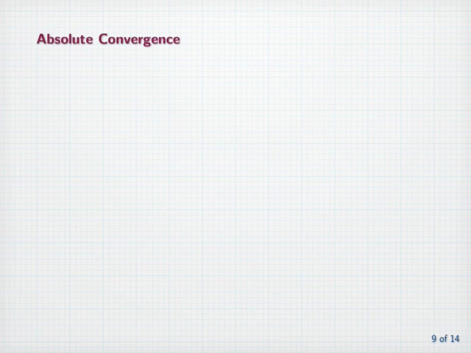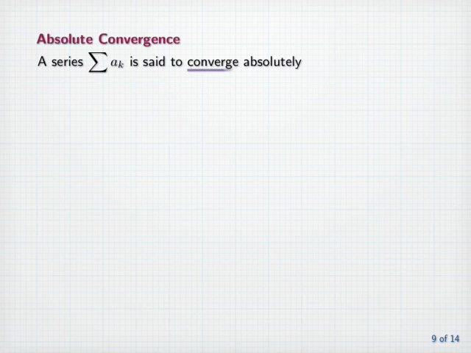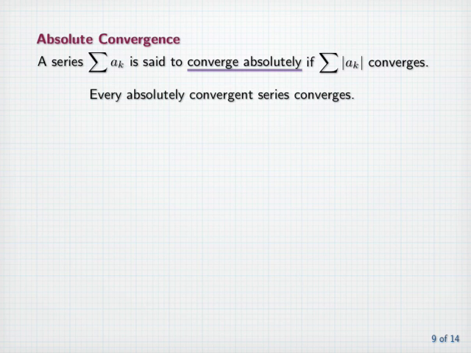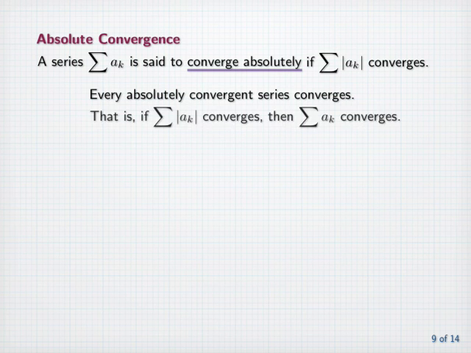Absolute convergence. A series, the sum of a sub k, is said to converge absolutely if the sum of the absolute value of a sub k converges. It turns out that every absolutely convergent series converges. That is, if the sum of the absolute value of a sub k converges, then the sum of a sub k converges.